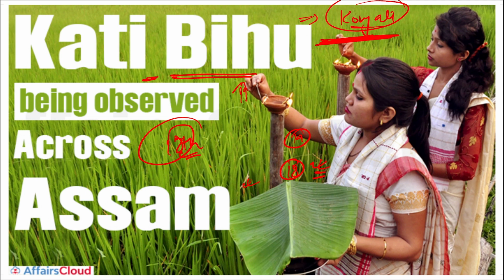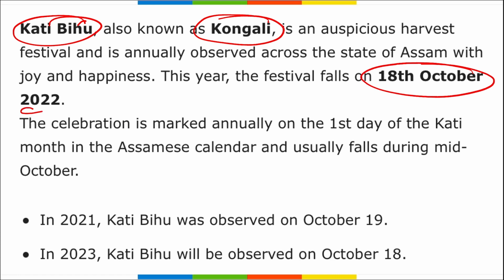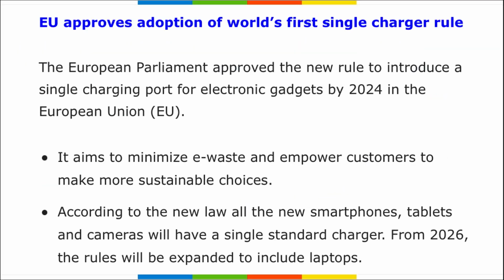The festival also marks the relocation of rice crops and the beginning of the fresh harvest season. So directly you can remember this is also a harvest festival, that is Kati Bihu or Kongali, and it is observed in the state of Assam. Next, here you can see Kati Bihu, also known as Kongali, observed on 18th of October in 2022, and it is a harvest festival that you need to remember. The important term that you need to focus on here is harvest festival.